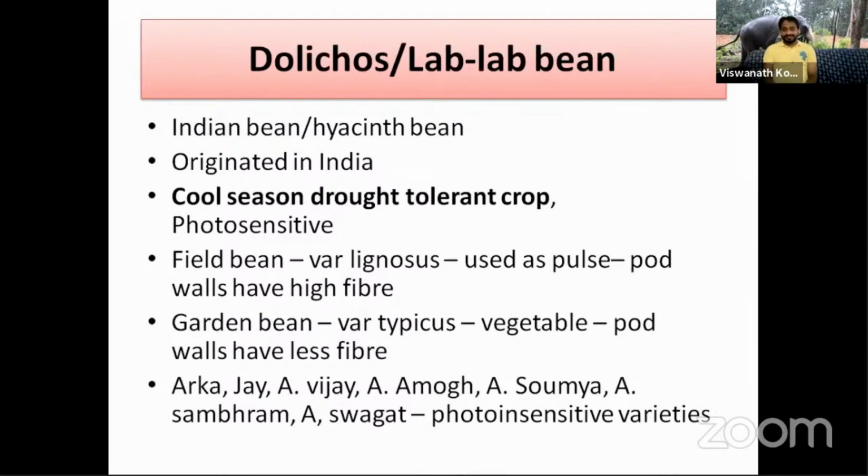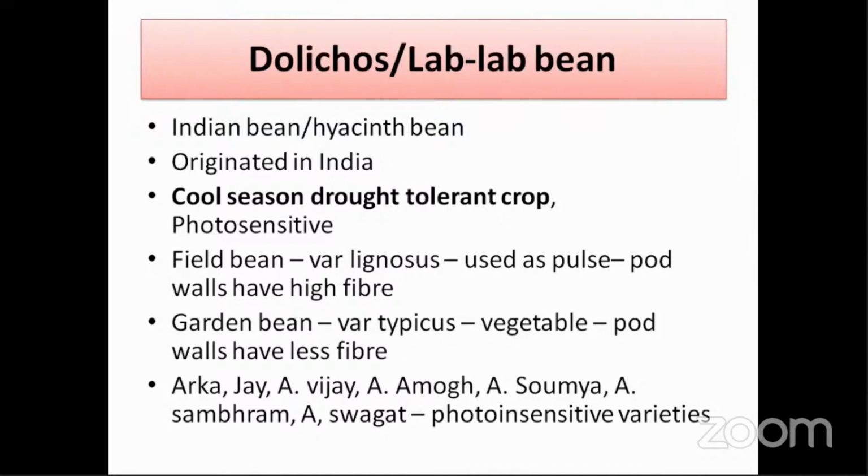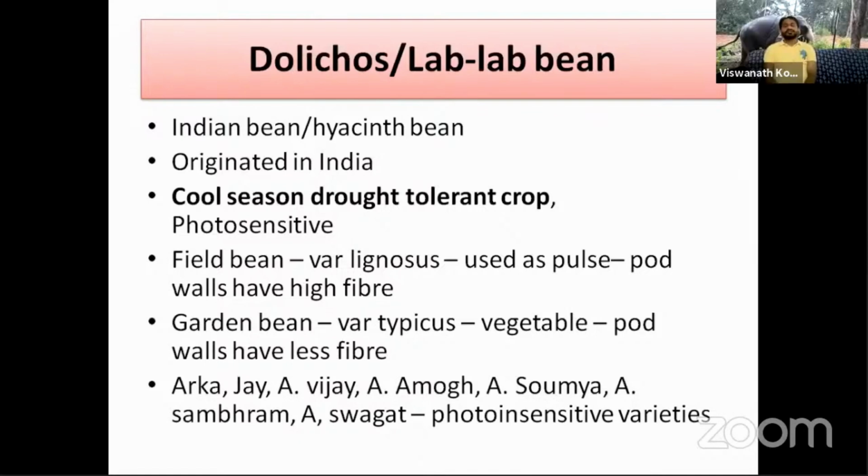It is used as a pulse, and the pods have more fiber content. Whereas the garden bean is variety typicus. It is used as a vegetable, and the pod walls have less fiber content. And this difference was asked as a 2-mark question in my ARS mains examination. So it's a college objective also. The field bean has high fiber content in the pods and is used as a pulse. And the garden bean has less fiber content in the pods. It is used as a vegetable. So that is the major difference.